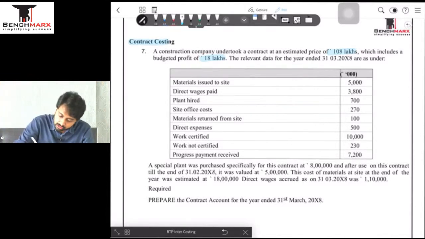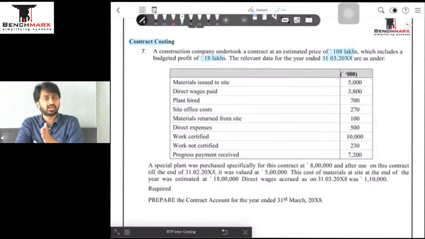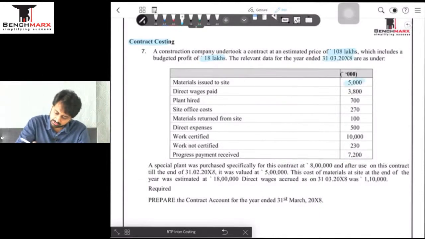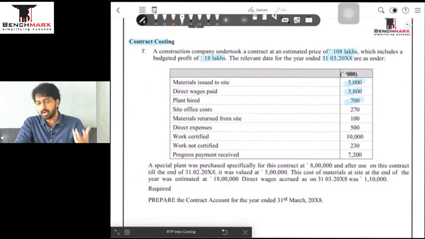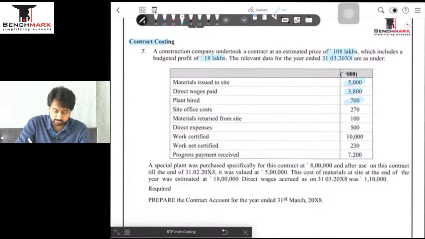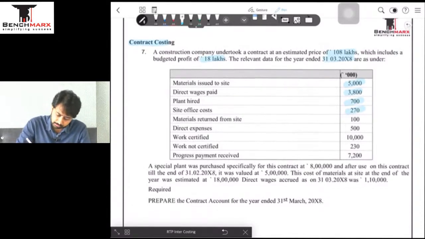Relevant data for 31st March is as follows. ठीक है, materials given to site, ये आएगा contract account के debit side में, 5,000 in 5,000, okay, in 1,000, so it's 50 lakhs. ठीक है, wages paid, again this will come to contract debit side, 3,800. Plant hired is hiring cost for the plant assumed to be used for the contract, will come on debit side. Site office cost, ये अपना office का site expenses है, ये भी खर्चा है, debit करो.